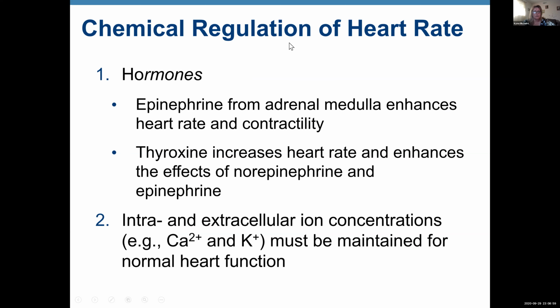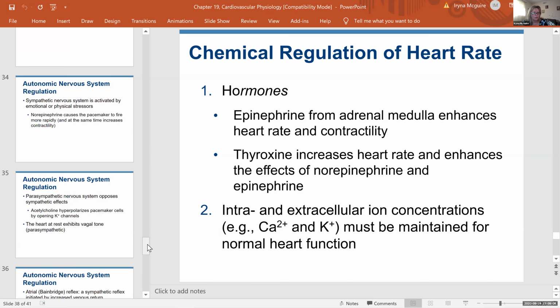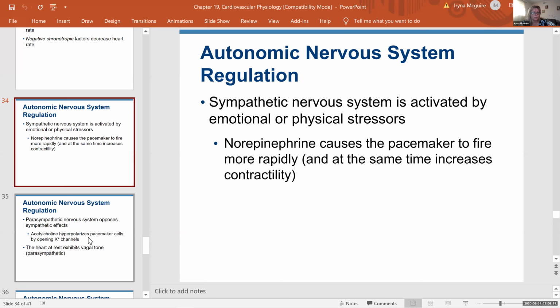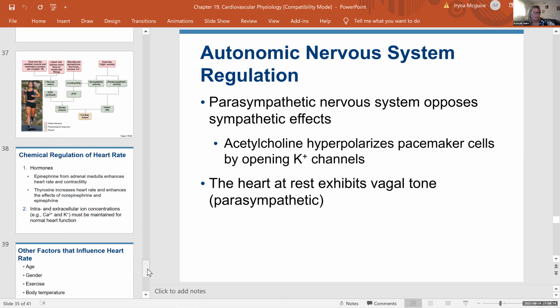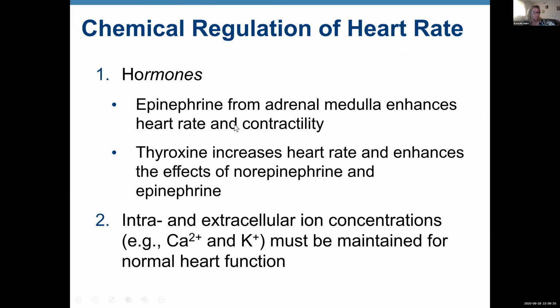Okay, so chemical regulation of heart rate. Over here, we said that your nervous system can regulate your heart rate, right? But chemicals can regulate your heart rate too, not only the nervous system. What chemicals? Hormones. Epinephrine from the adrenal medulla and thyroxine. They both increase heart rate and contractility. And also intra- and extracellular ion concentrations must be normal for normal heart function. It's very important, the concentrations of calcium, potassium, and sodium, right?